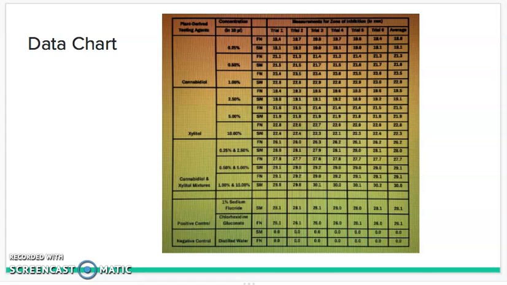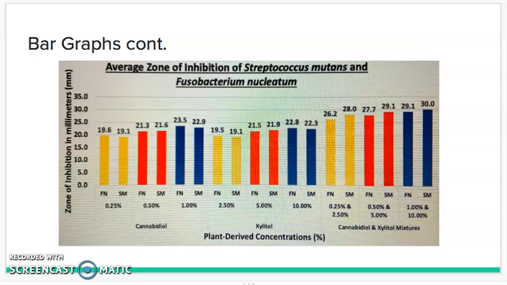So here in my data chart, you can see, not very clearly, the cannabidiol, xylitol, and the cannabidiol and xylitol mixtures, and all their data, and how many concentrations were used in the different amounts in the micropipette, and how much they grew in the zone of inhibitions measured. And I did a positive and negative control. The positive controls were 1% sodium fluoride and chlorhexidine gluconate, and the negative control was just distilled water, as they did not grow.